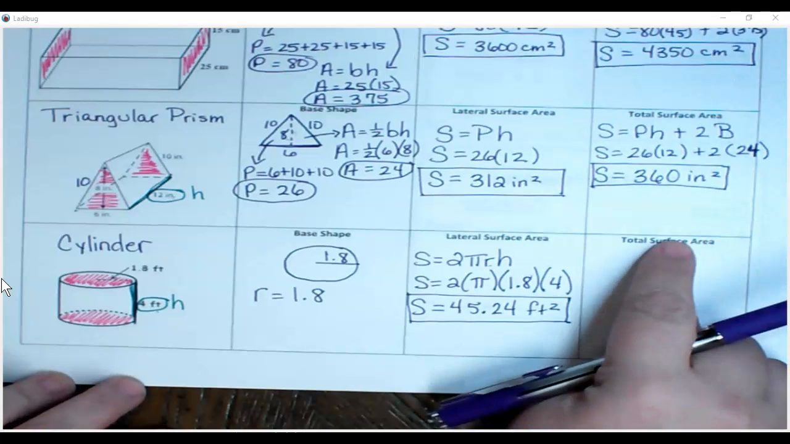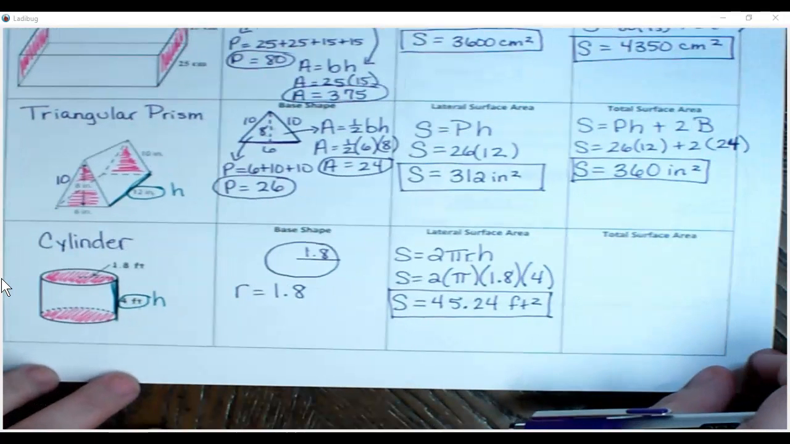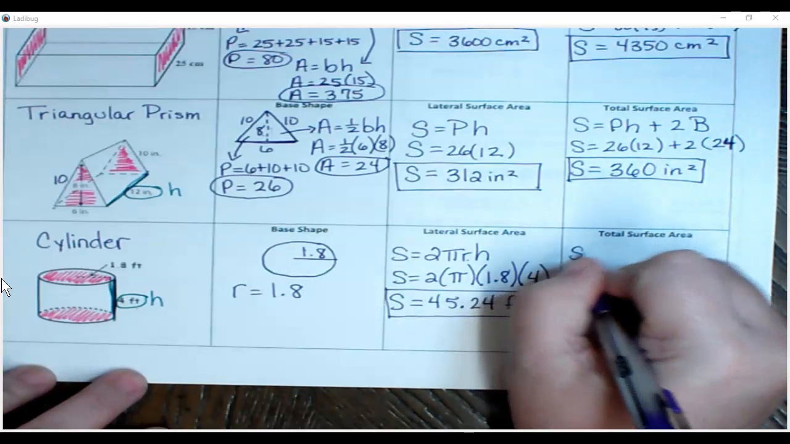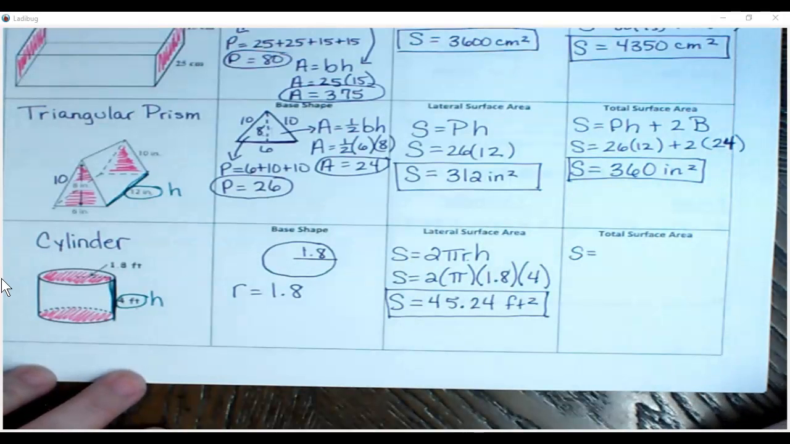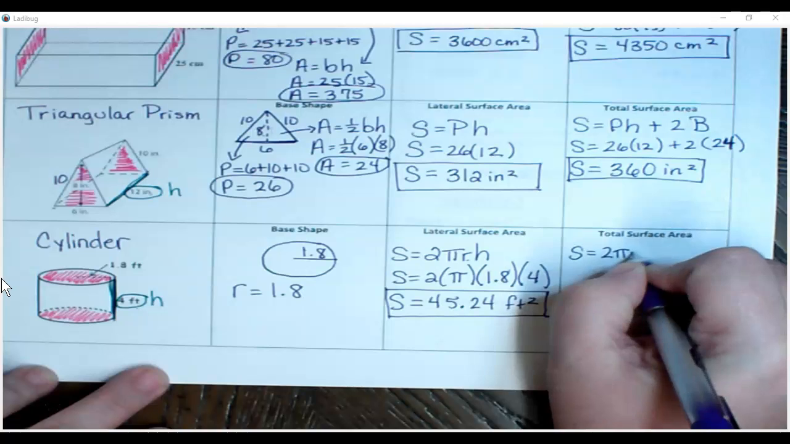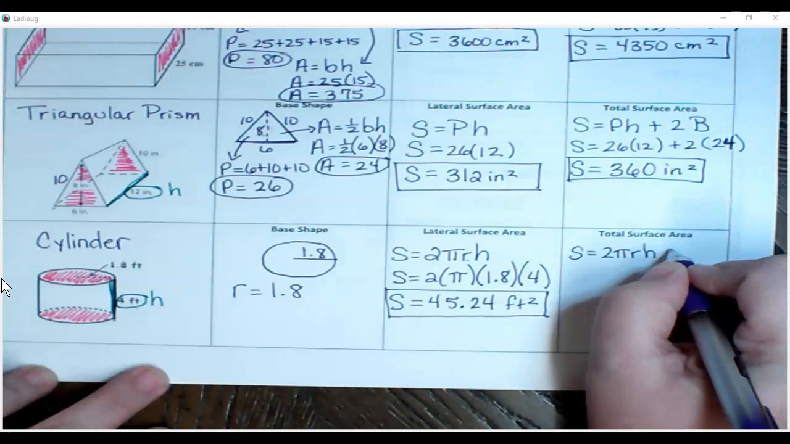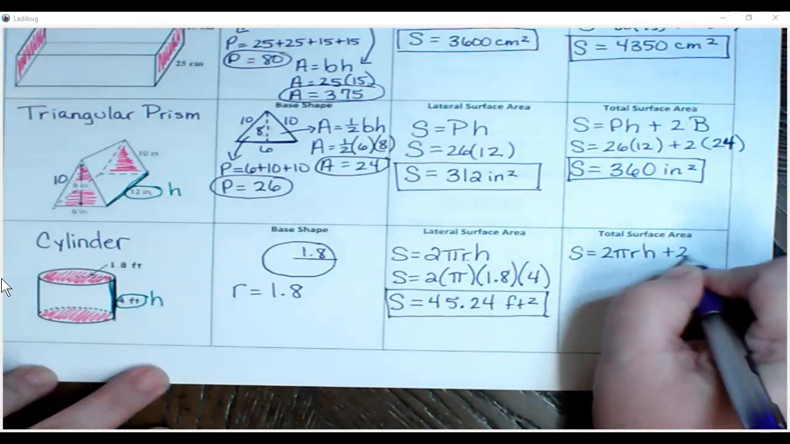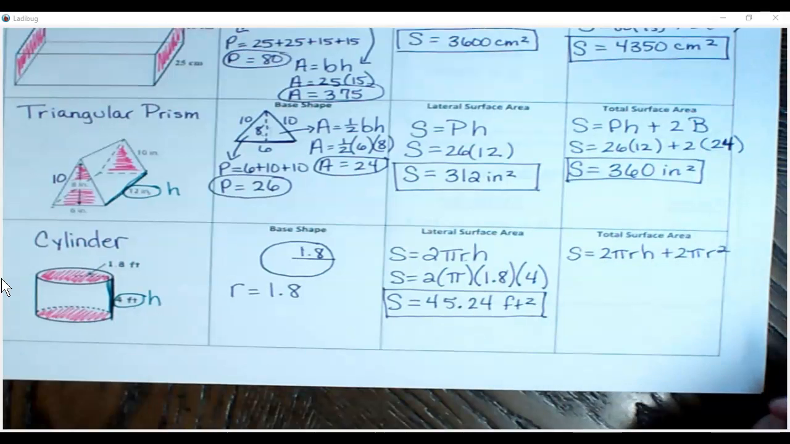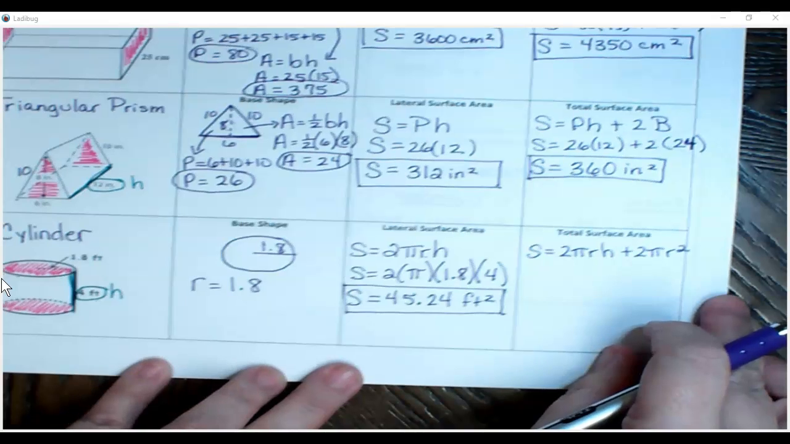All right, now let's do total surface area. Its formula is a little bit bigger. S equals, find it on your formula chart, 2 pi rh plus 2 pi r squared. All right, we're ready to substitute in.